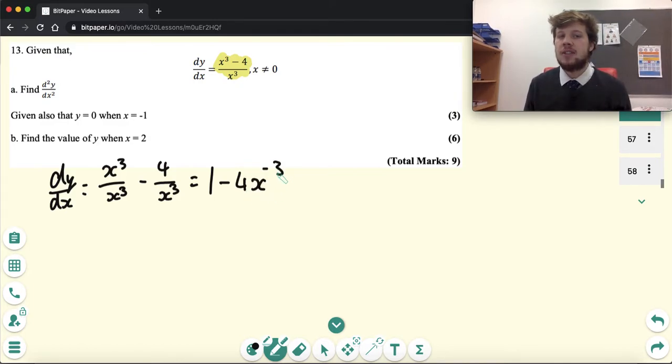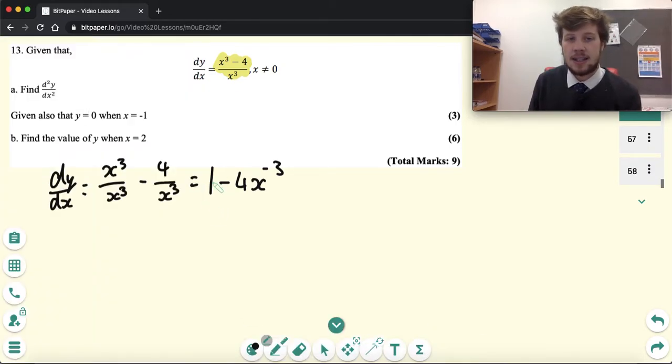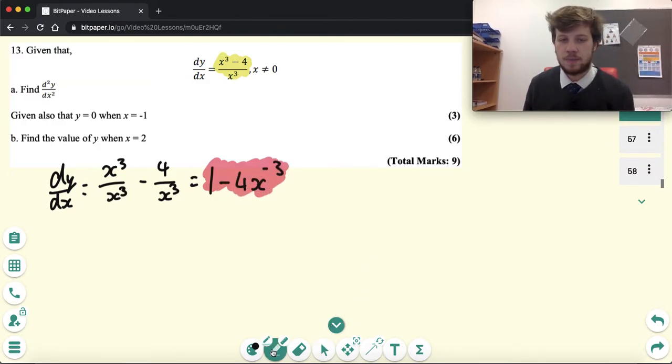So I've rearranged my equation that they gave me into a much easier form, almost like a polynomial, which I can then do my rules of differentiation and integration with. So this is my new form that I'm going to be highlighting, because that's what I'm going to be using for the remainder of the questions.